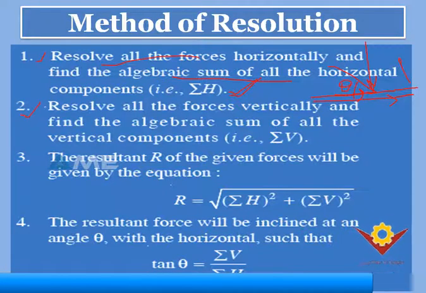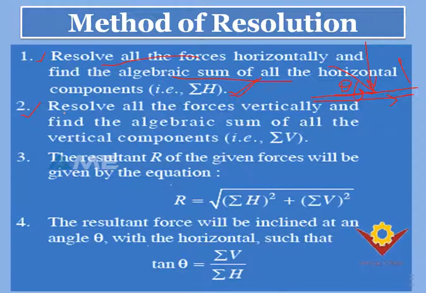And next one, in the same way, after resolving the inclined forces, we will have the vertical components, right? So resolve all those forces vertically and make the sum of all those vertical forces. Okay, summation of all the vertical forces. The first one is the summation of all the horizontal forces, and the second one is the summation of all the vertical forces. And now we can find the resultant of those components by taking the square root of the sum of all horizontal forces squared plus the sum of all vertical forces squared. And this is how you find the resultant of the coplanar non-concurrent system of forces.